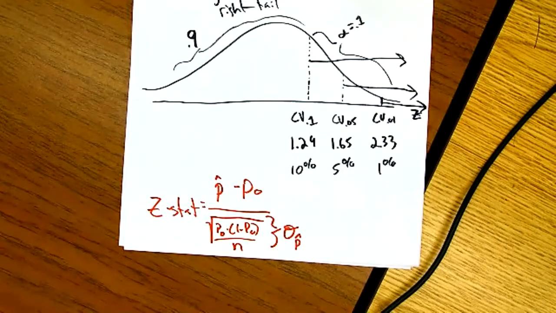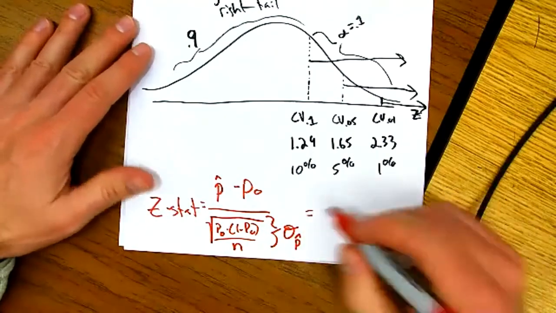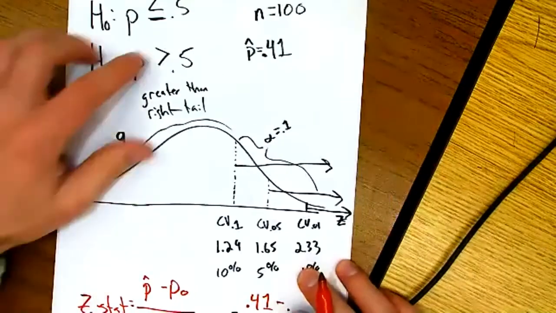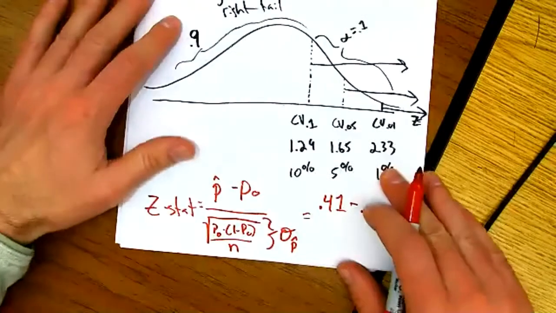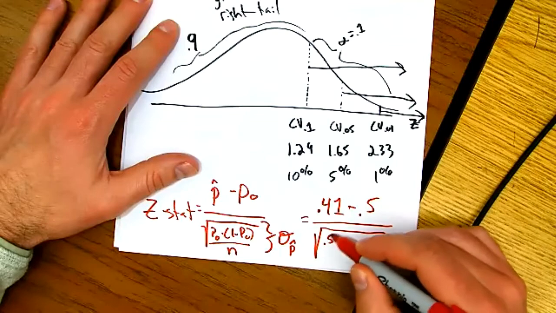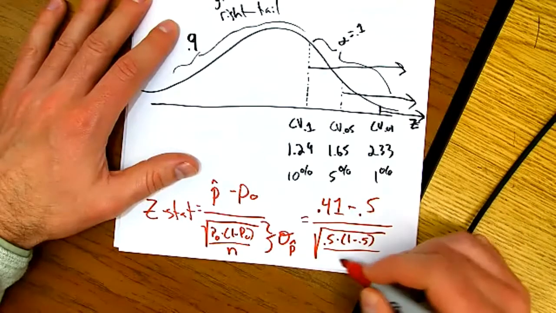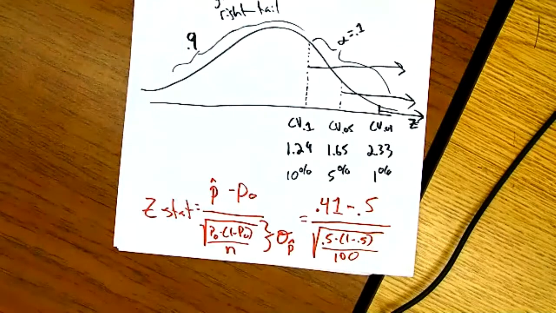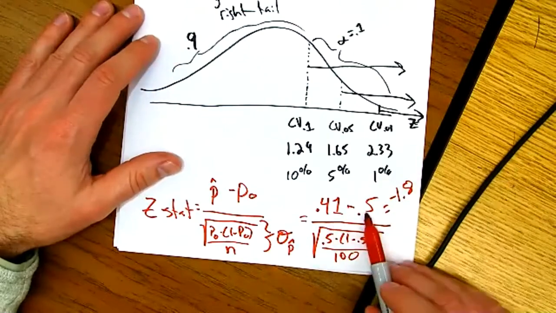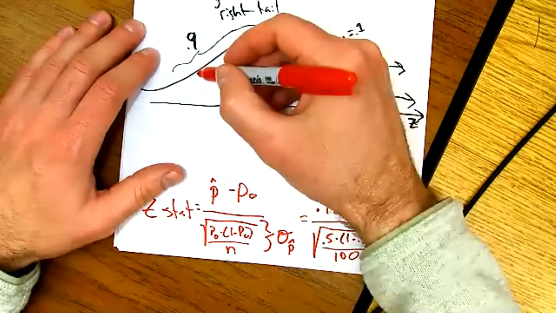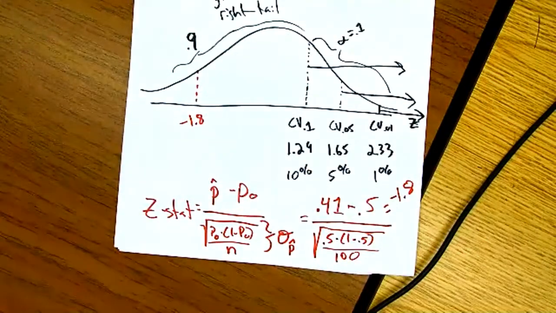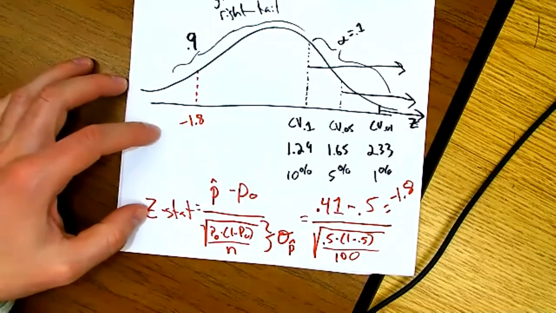All right. So from here, it's a matter of plugging our values in, right? The sample proportion we found was 0.41. That assumed true proportion comes from the null hypothesis, 0.5, divided by the square root of 0.5 times 1 minus 0.5, divided by our sample size of 100. If we do that, notice our sample proportion is below the assumed true proportion, so we'll end up with a negative 1.8 test statistic. Okay, so this is my test, or my Z statistic.